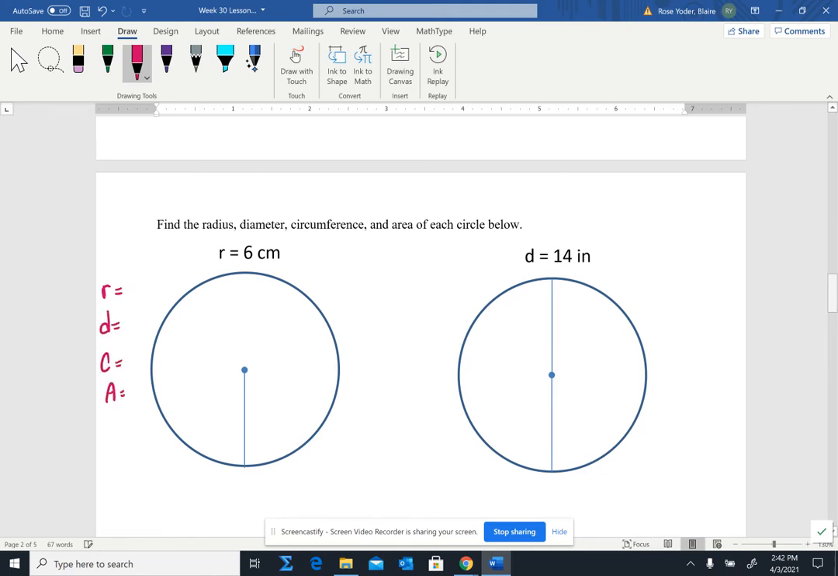So if everybody could take a second and write that down, we're going to do that for 4 different examples. So the first example, I give you the radius. Radius is 6. So what's the diameter? Well, we just said the diameter goes all the way across. So if the radius is 6, the diameter is 6 plus 6, 12. That's always how the diameter and the radius are related.